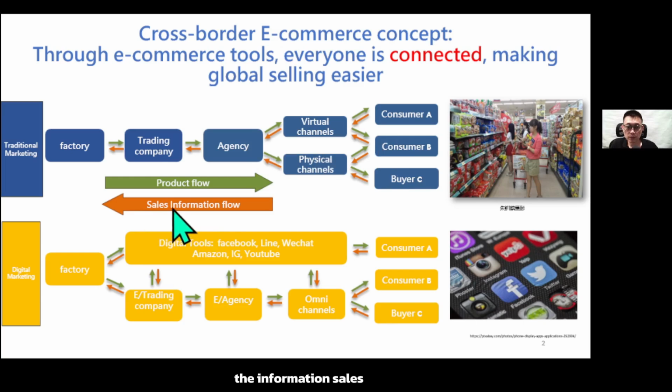The sales information flow, the orange one, didn't flow back. They did not receive the information. So it's like working in a black box. Never look outside. Never do forecasts. So that's the traditional situation.